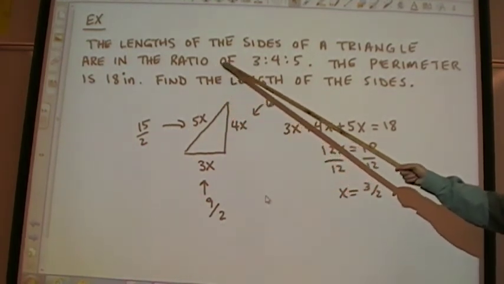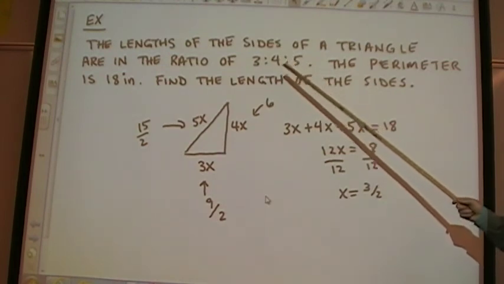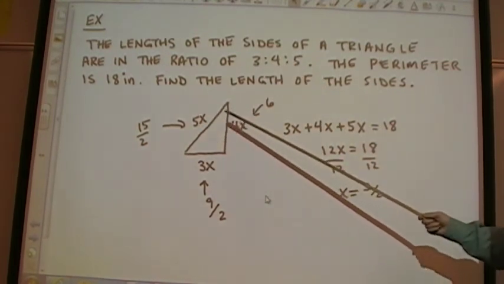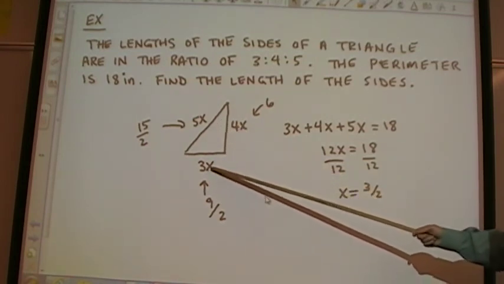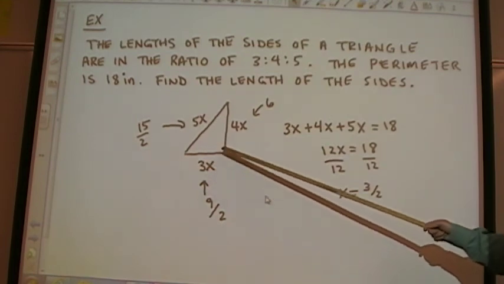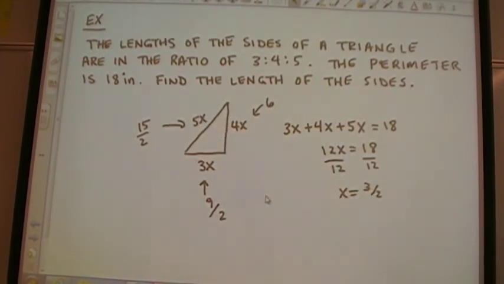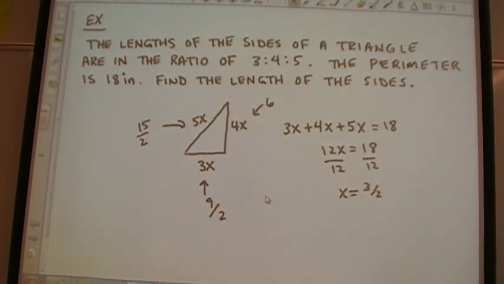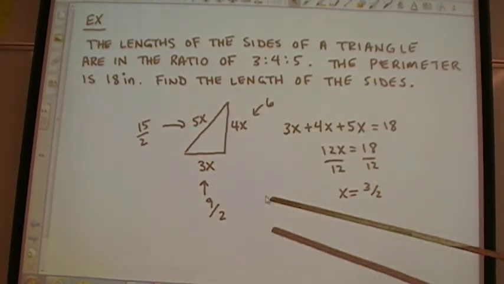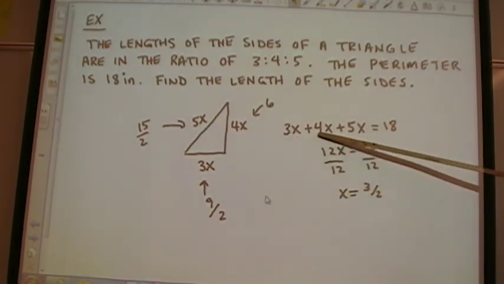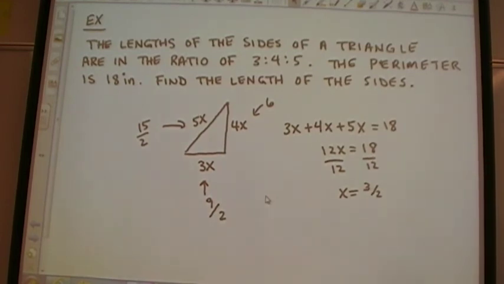Now, the ratio of the sides is 3 to 4 to 5. That doesn't mean the sides are 3, 4, and 5. That's why I had to put the x with them, because they could be anything, as long as they have this ratio. 3x, 4x, and 5x is what I did. And it told me the perimeter was 18 inches. Perimeter, we know, is the distance around a figure. So I add up the three sides, 3x plus 4x plus 5x right here, set it equal to 18. And then just solve the equation.